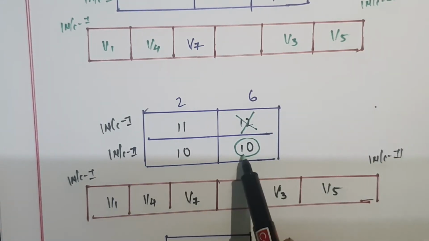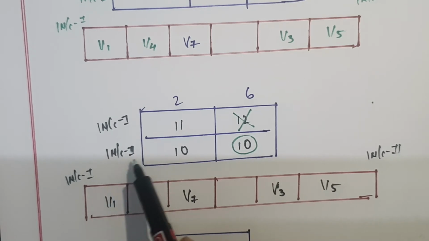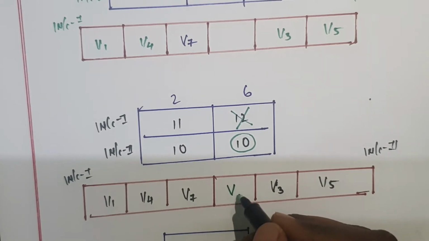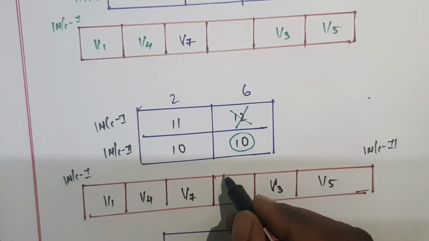So here in WC2, 6. Okay? WC2, how much? What is the value here? 6. So here you can write the V6. One is left. Okay?